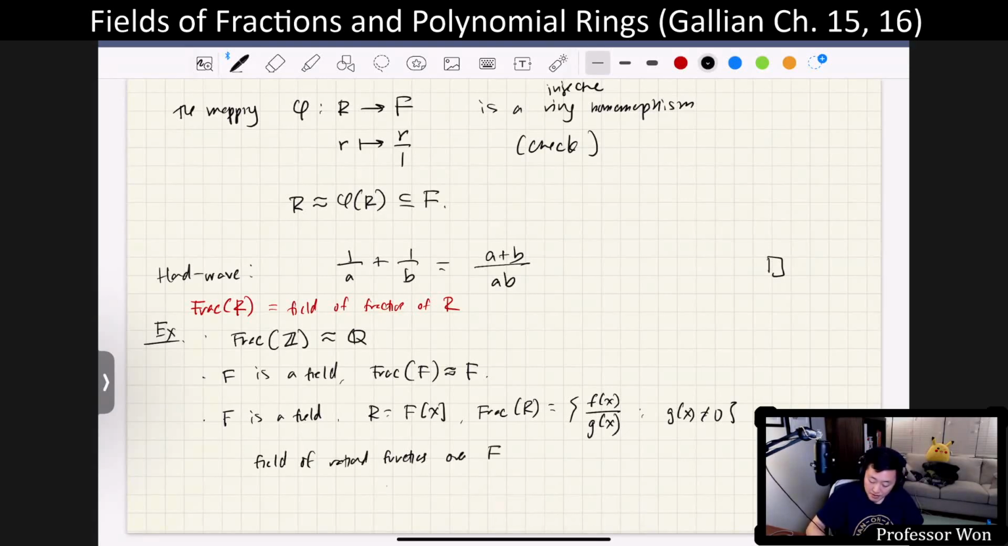And we denote it F(x), with parentheses rather than square brackets. Okay, so square brackets, that's a polynomial ring. Parentheses, that's like a field extension. That's the field of rational functions in one variable over F. In this field, every non-zero polynomial does in fact have an inverse. The inverse of f(x) is just 1 over f(x), right? So this, for example, allows us to create very big fields.